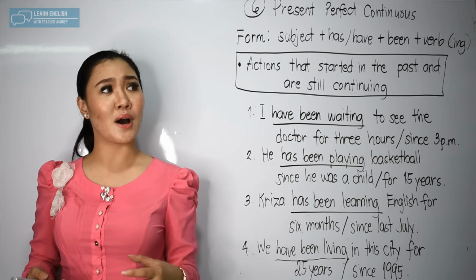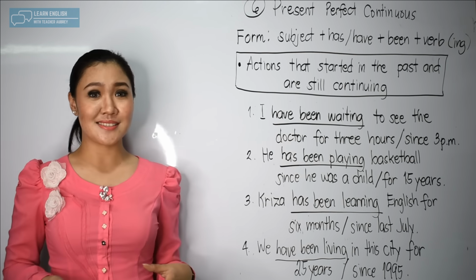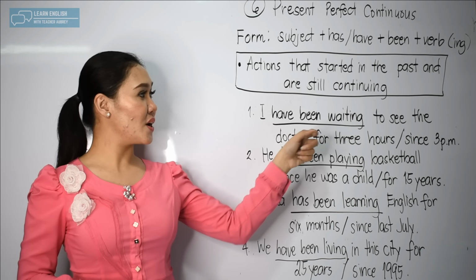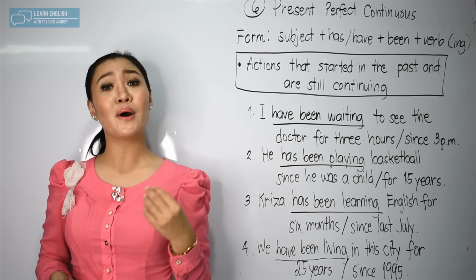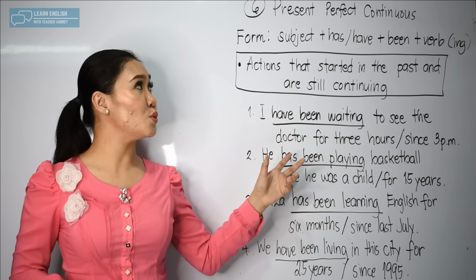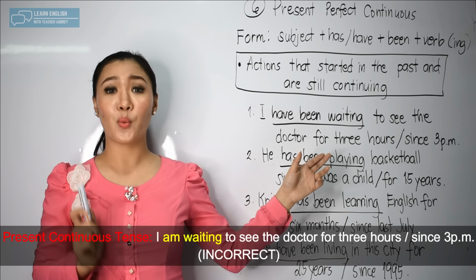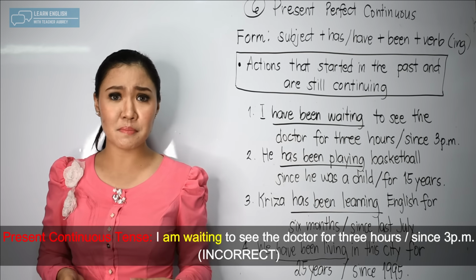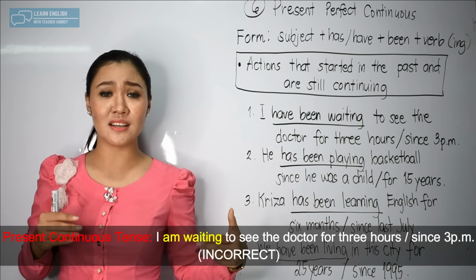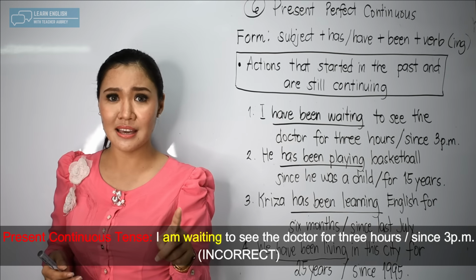Ano yung common error for the present perfect continuous, o yung tinatawag din natin present perfect progressive? Karaniwan, akala ng iba, pwedeng gamitin yung present continuous. Let's say, for example, I have been waiting to see the doctor for 3 hours or since 3 p.m. Ginagawa ng iba, instead ng present perfect continuous, ginagamitan ng present continuous. Nagiging, I am waiting to see the doctor for 3 hours or since 3 p.m. Ang ginamit ay I am waiting instead of I have been waiting. That is wrong. Okay?